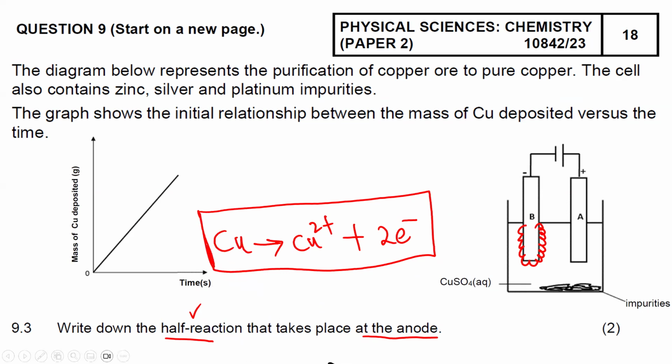So what does this mean? Now you're able to see that copper is going to release 2 electrons. The loss of electrons is called oxidation, when this copper gives up 2 electrons. This kind of half reaction takes place at the anode. Let's look at the next question.